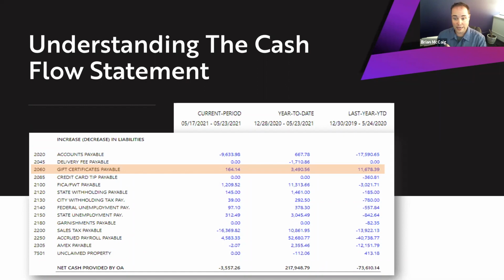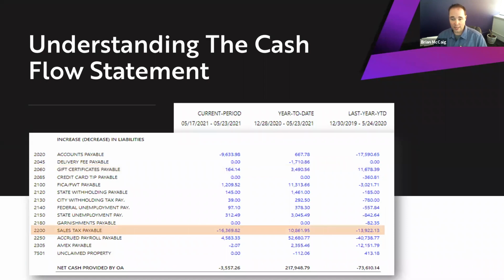Right now, we're looking at a cash flow statement. So what this is telling me is that it's just a change in that balance sheet account. So for this example, $164 more was sold than redeemed for this time period. Positive impact on your cash flow.